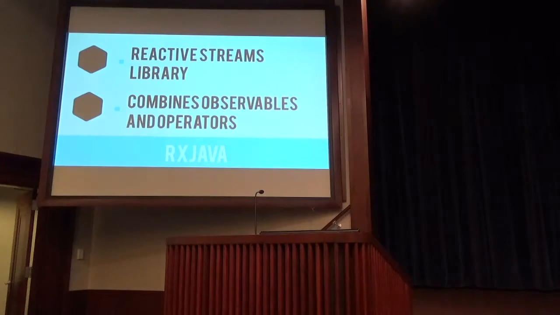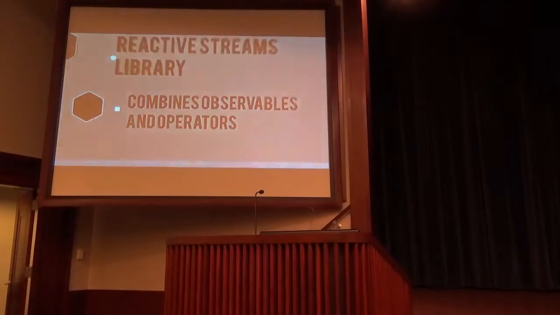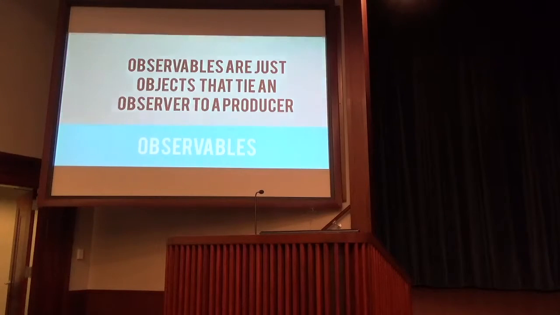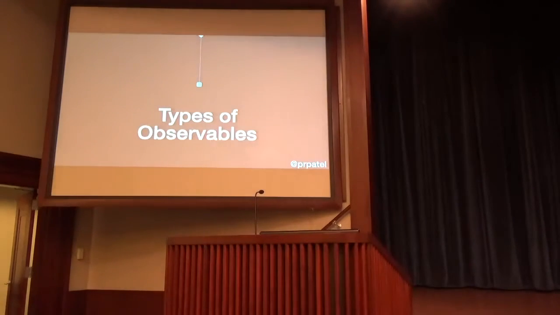So RxJava is a reactive streams library. It combines observables, operators, schedulers, and a whole bunch of other stuff that we will find useful as we're programming for this asynchronous architecture that we're building for our business solution. Right? Observables are just objects that tie an observer to a producer. All right, so what are the different types of observables?